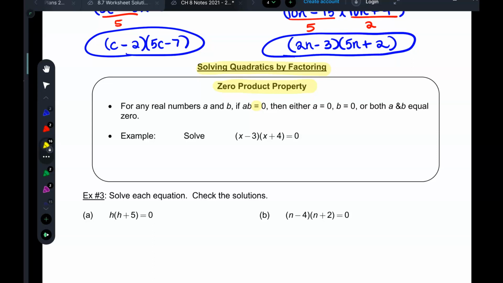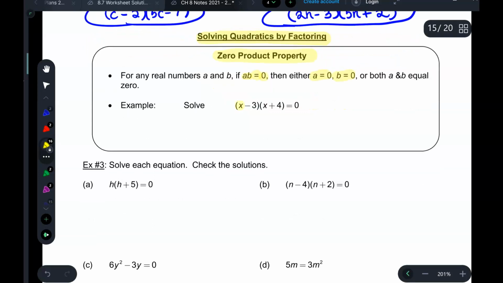Okay, now when you have 2 things multiplied together, so it shows A times B equals 0, the zero product property basically says A has to be equal to 0, B has to be equal to 0, or both of them are equal to 0, right? Just think about it. If you have 2 things that are multiplied together and the result equals 0, doesn't one of them have to be 0? So here we have, this is already in parentheses. It's already in factored form. And it's equal to 0.